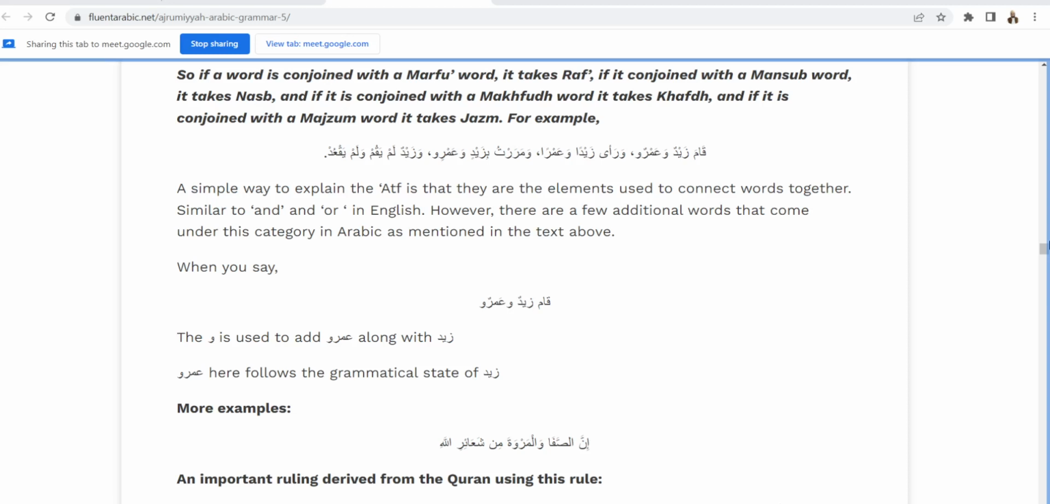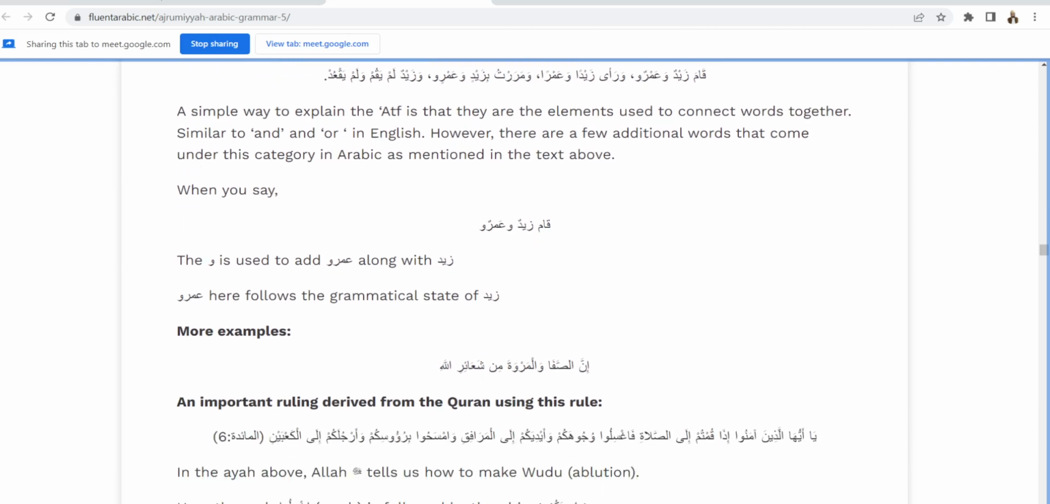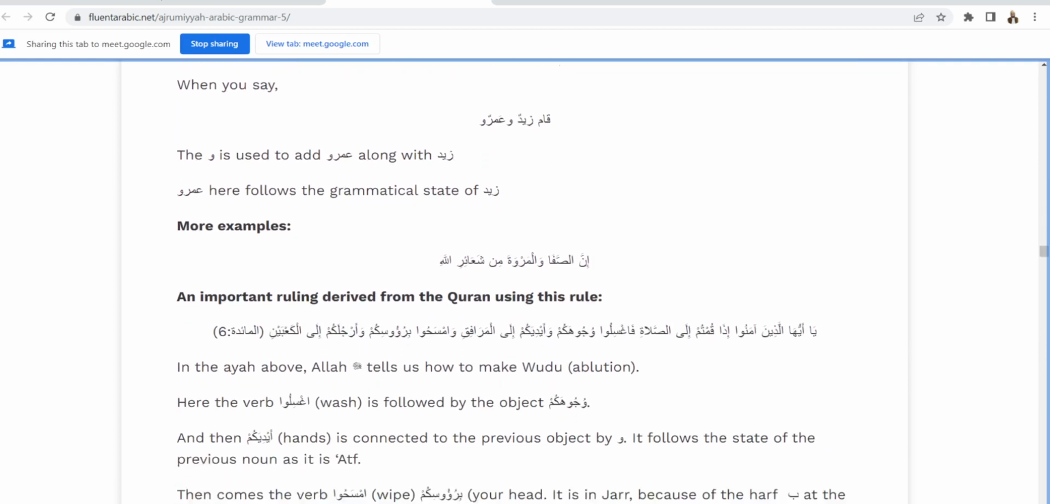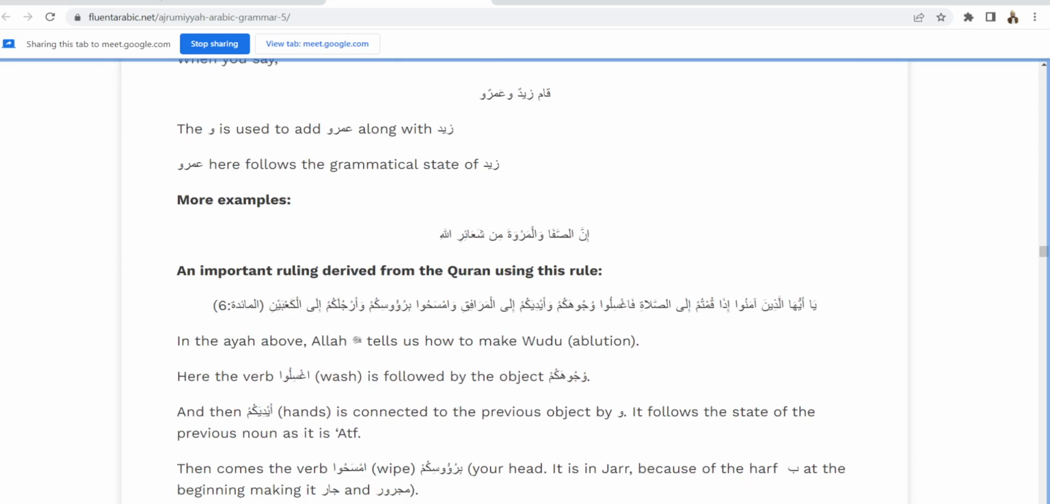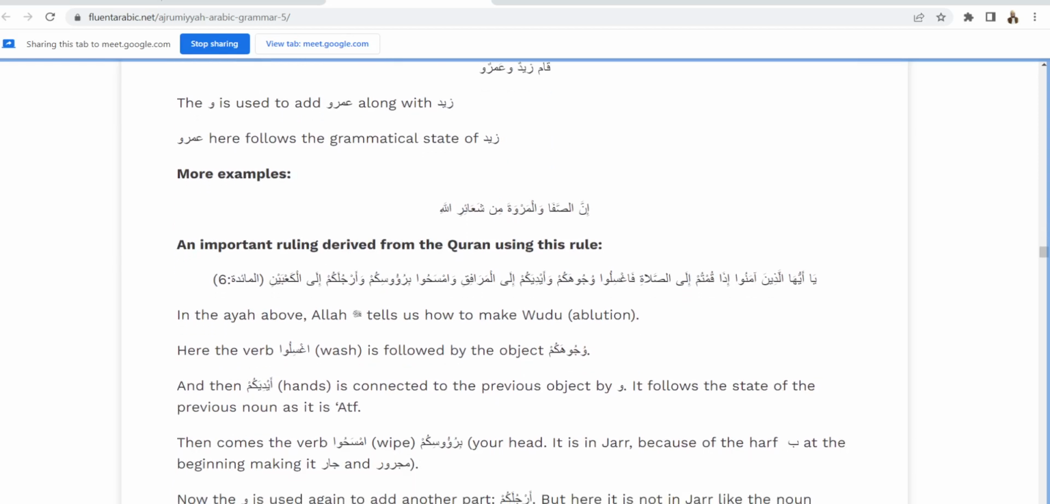Now the waw is used again to add another part, arjulakum, but here it is not in jar like the noun before it. It is in nasb. What does this mean? It means that arjulakum is not connected to biru'usikum, but to the noun before that, which is also in the state of nasb.